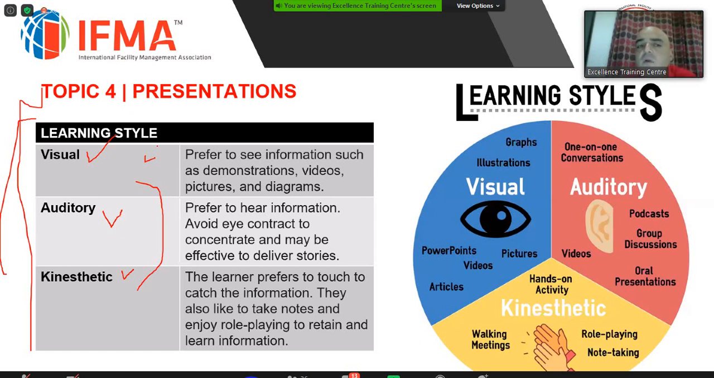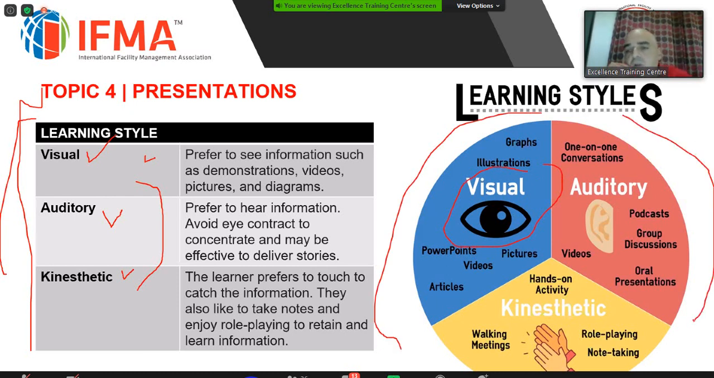So when you're making a good presentation, you have to take these three things into consideration. Some people prefer to look at visuals. For example, in this lecture, that's why we have a different visual on each slide, so that you don't get bored. The visual learners will appreciate this.